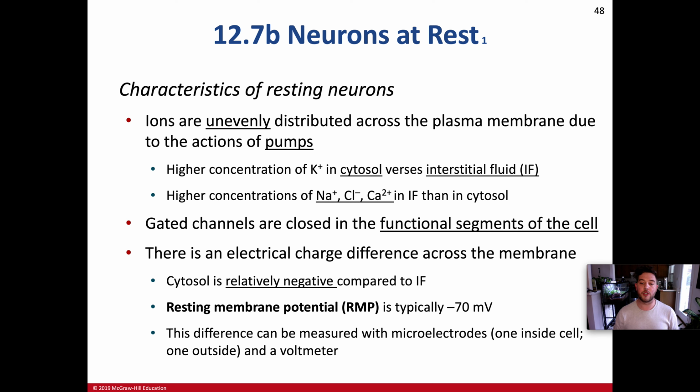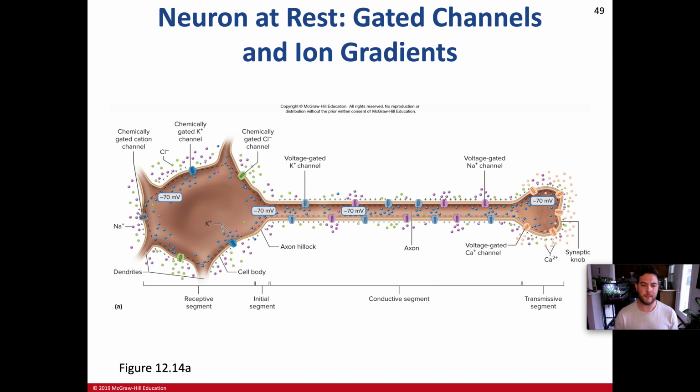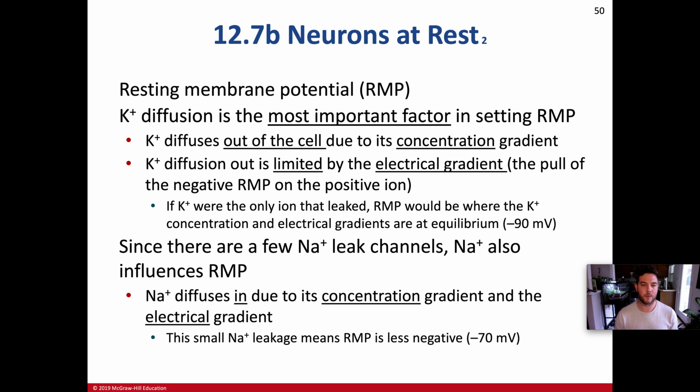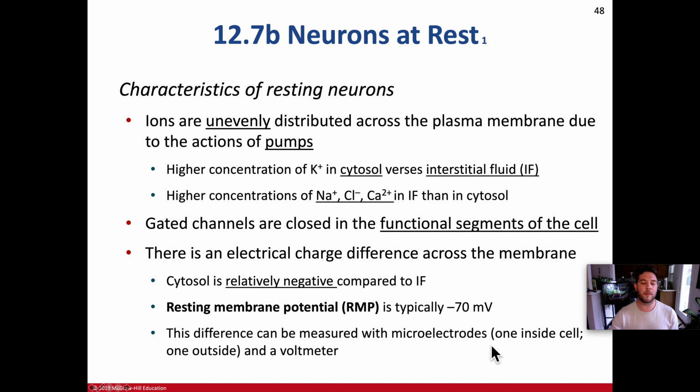Your gated channels are closed in the functional segments, and there's an electrical charge difference across the membrane. So the cytosol is relatively negative compared to the interstitial fluid, and that idea of relative is kind of important. The resting membrane potential is typically about negative 70 millivolts, and you can measure it with electrodes. It says relatively negative compared to the IF. We'll look in just a couple of slides at what is making the interstitial fluid so much more positive, what is making the cytosol seem so much more negative.